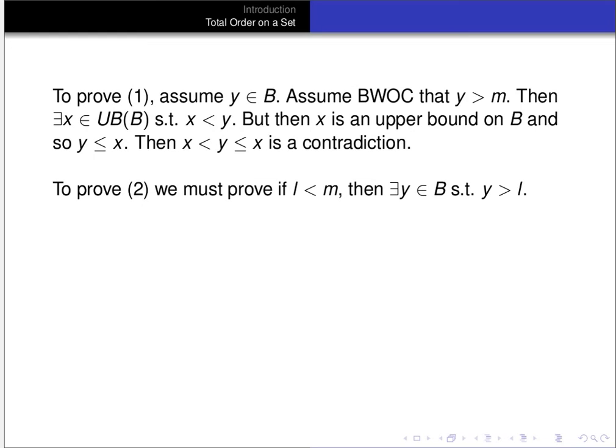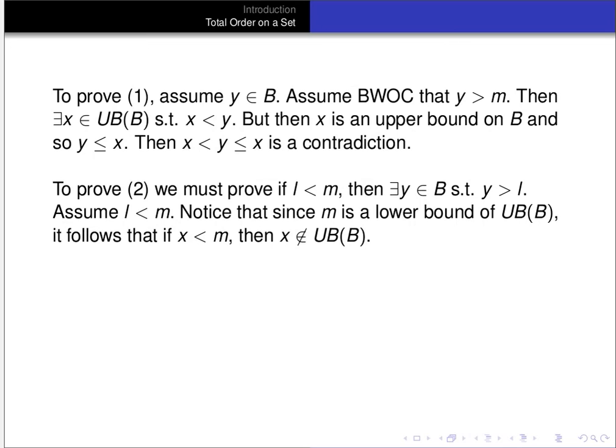So to prove 2, we have to show that if something is less than M, okay, remember we're trying to prove that M is the supremum of B, so we have to prove that anything less than it is not an upper bound. So we have to show if L is less than M, then there exists a y in B so that y is greater than L. So let's assume that L is less than M. Now, since M is a lower bound of the set of upper bounds of B, if something is less than M, then it's not in the set of upper bounds of B. Okay. So in particular, L is not in the set of upper bounds of B.